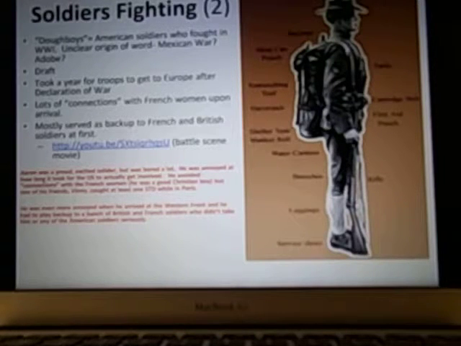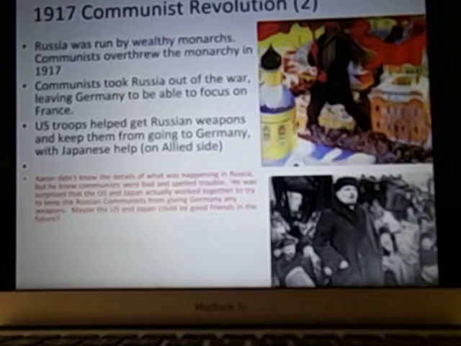American soldiers went to Europe and didn't do much until the very end of the war. There were a lot of little rendezvous with French women, etc. They were mostly backup at first. In 1917, of course, Russia became communist. America hated that. It was the start of the U.S.-Russian problems.